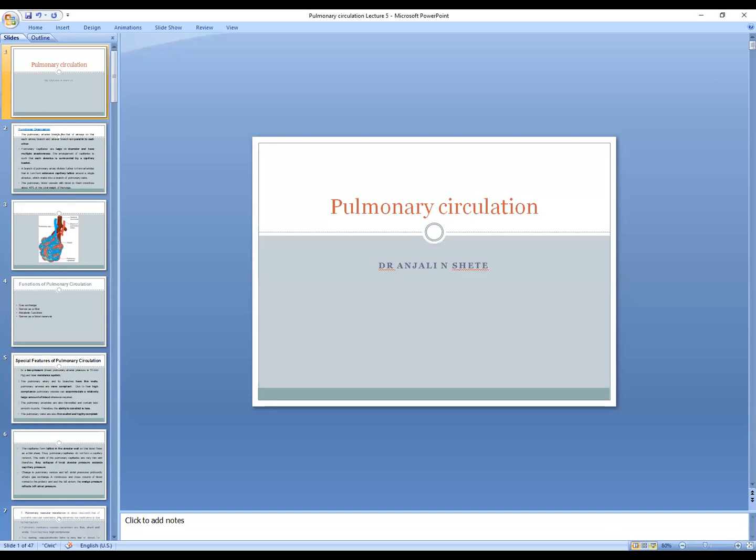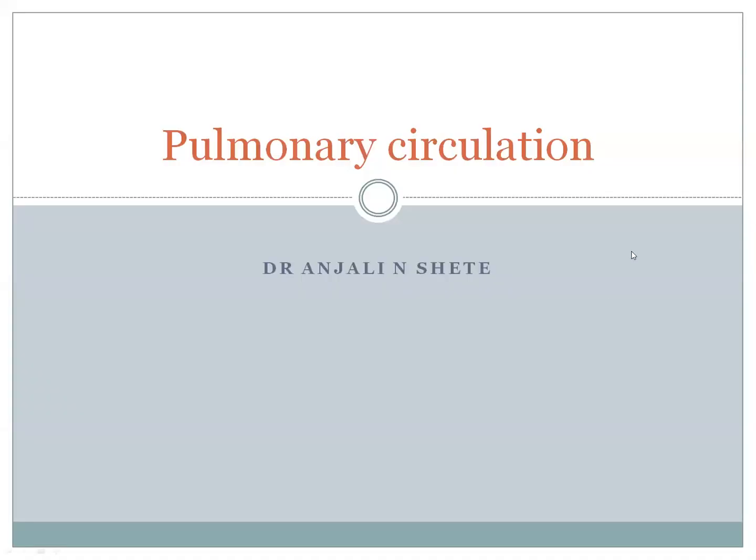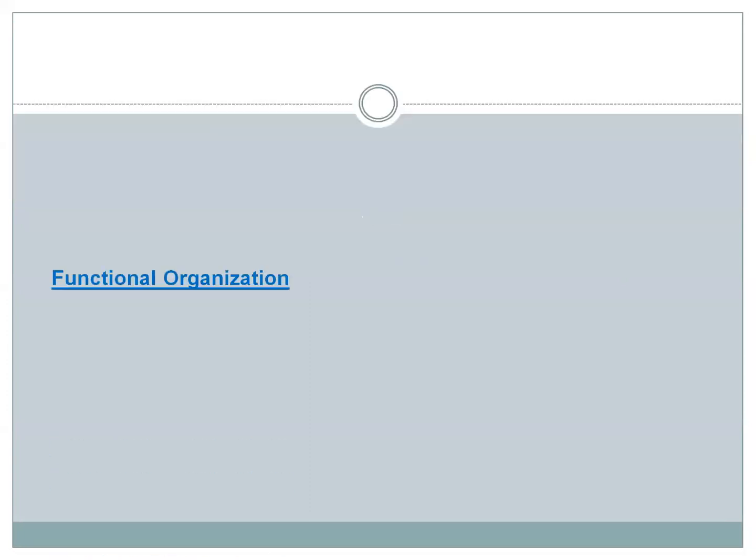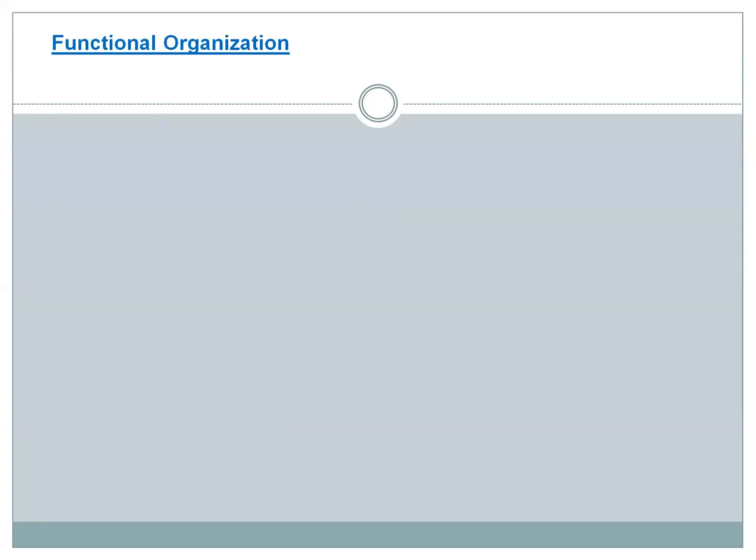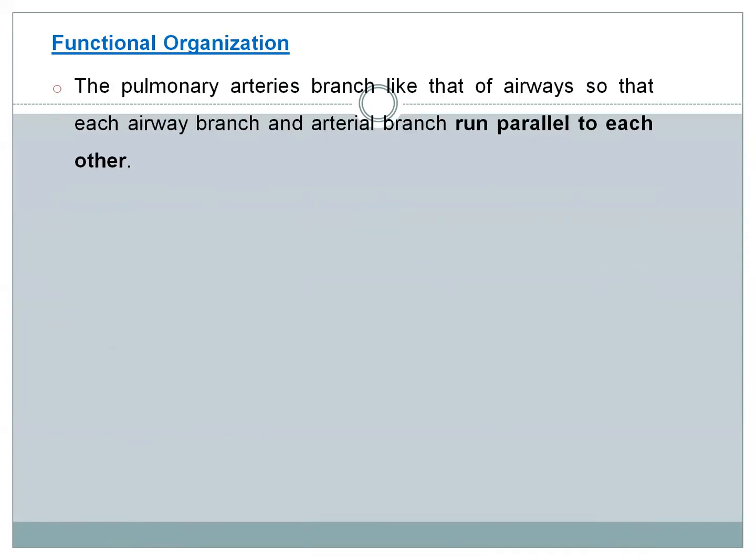Today again we are going to discuss one important topic of respiration, that is pulmonary circulation. So in detail we are going to see what exactly is pulmonary circulation, and before that we are going to see how it is organized. What is the functional organization of this pulmonary circulation?